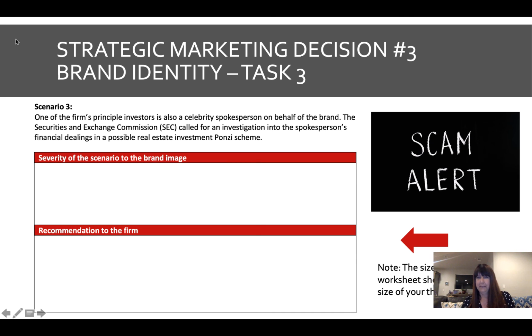Now what's happened is the Securities and Exchange Commission has called for an investigation into the spokesperson's financial dealings in a possible real estate investment Ponzi scheme. This particular scheme or scam may have nothing to do with you, but you have chosen this person to be an endorsement for your product, or maybe they have an investment stake in your firm. So this is your deal.